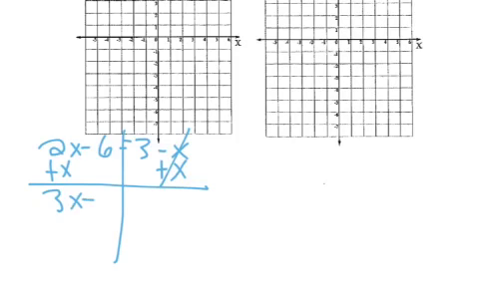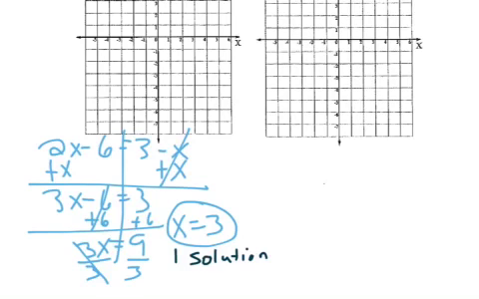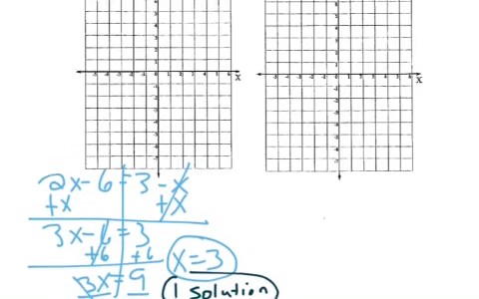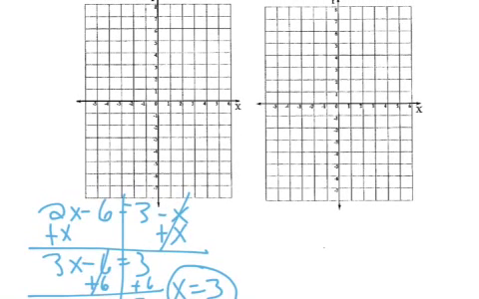So I would have 3x - 6 = 3. I'm going to add 6 to both sides to give me 3x = 9. The opposite of multiplying by 3 would be dividing by 3. So in this case, x = 3. Since it equals a specific value, your final answer would be one solution. If you would graph them, actually I'll graph them for you. As you can see, I have one intersection point. That's why it is one solution.